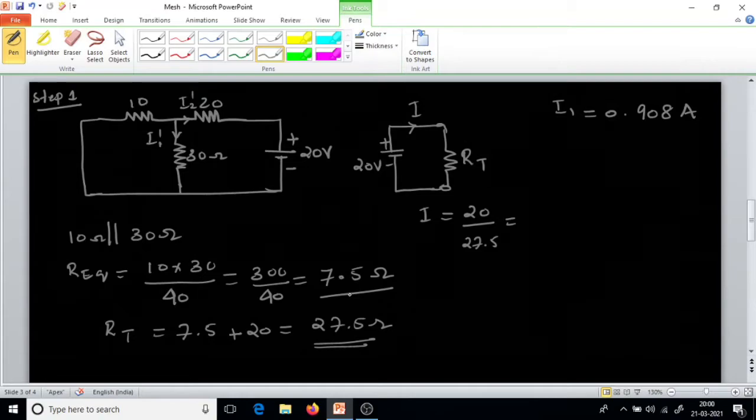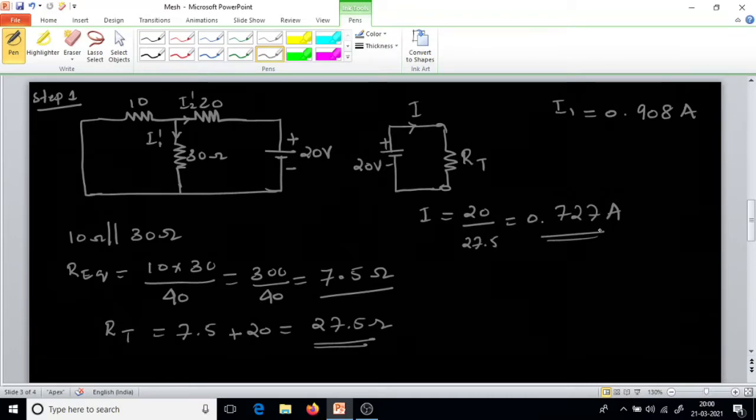Let me calculate once more, I have a little doubt. 20 upon 27.5, I'm getting 0.727. Let me check once. Yes, I got 0.727 amps. Correct, we got 0.727 amps.